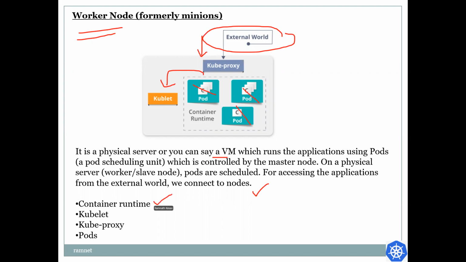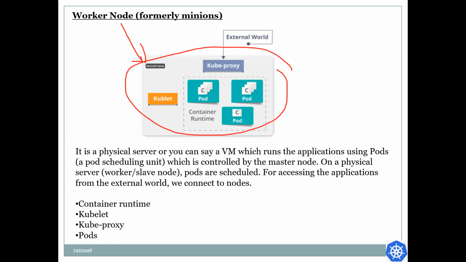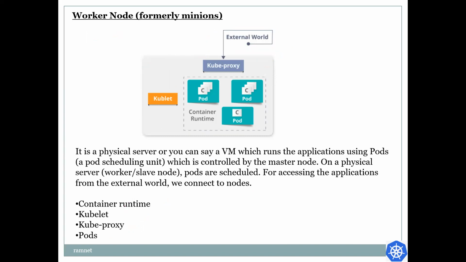Container runtime, kubelet, kube proxy, and pods. These are all the things which are contained inside the worker node. This entire thing is called a worker node. The external world comes inside through the proxy, where it can be load balanced or something else. It can be accessed from this, and the pods are accessed through this external world, and we can see it one by one in the upcoming slides.